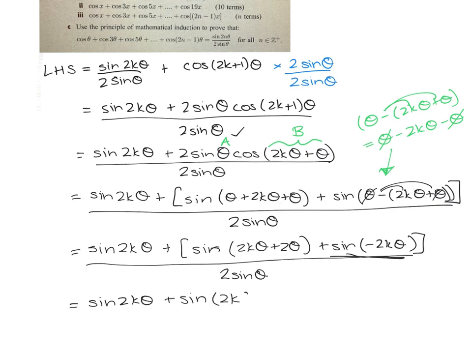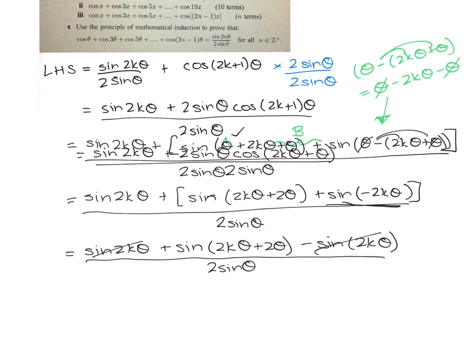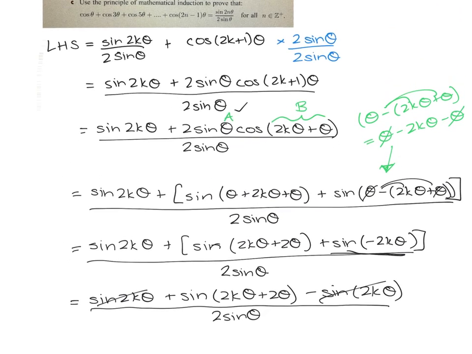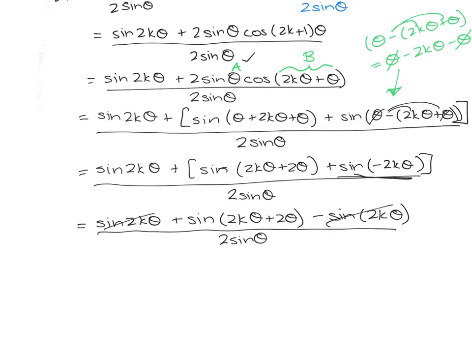We can, yeah. So you can make it minus because of the same rule. Is everyone with me? 2 sine theta. These will cancel. So now what have we got? You have what you want to prove now. So then we're left with sine of (2k theta plus 2 theta) over 2 sine theta, which is the right hand side.